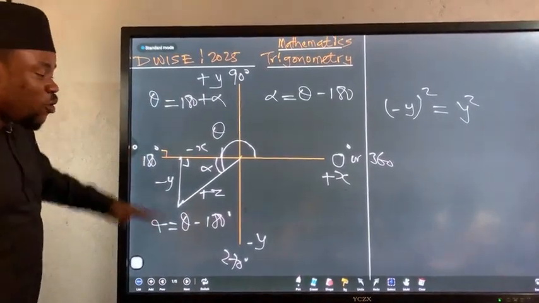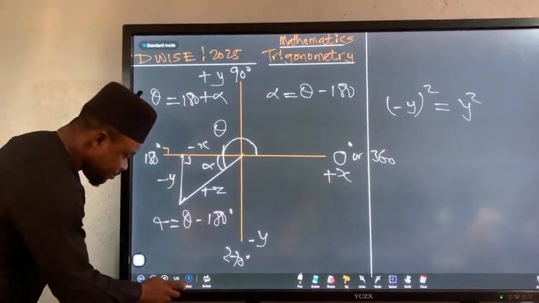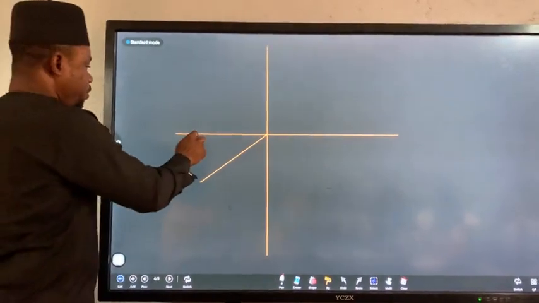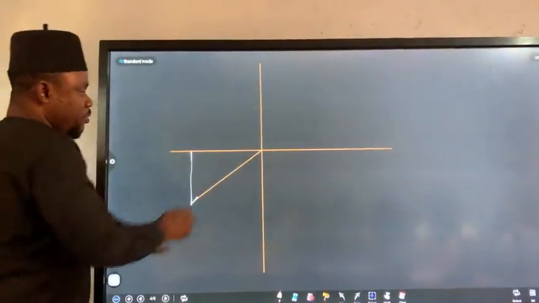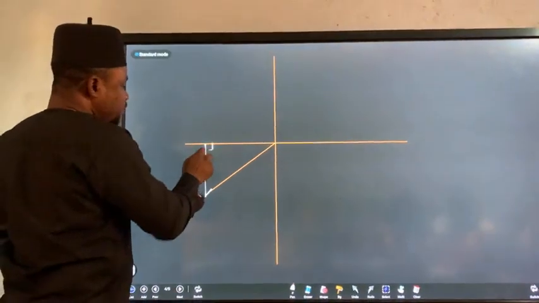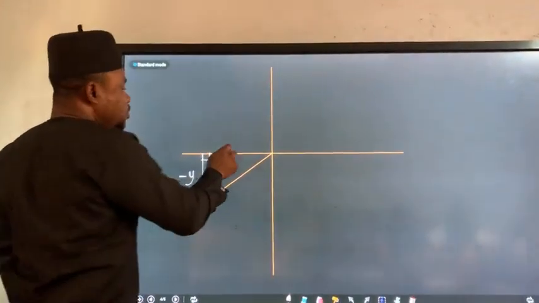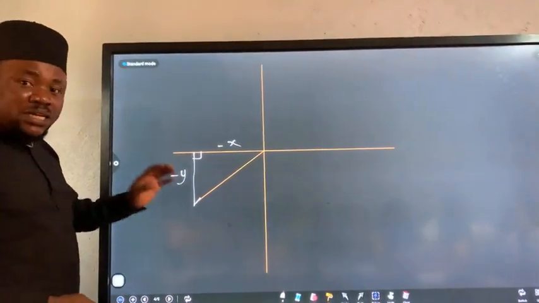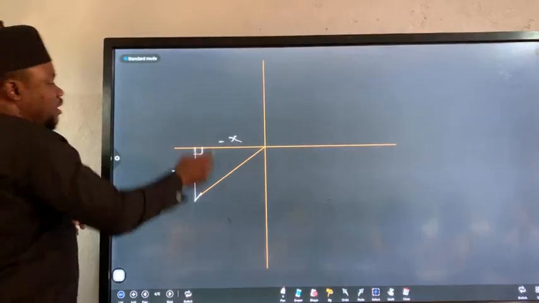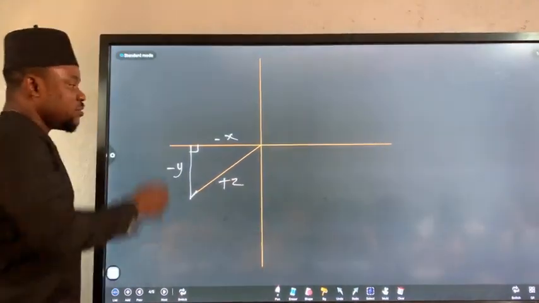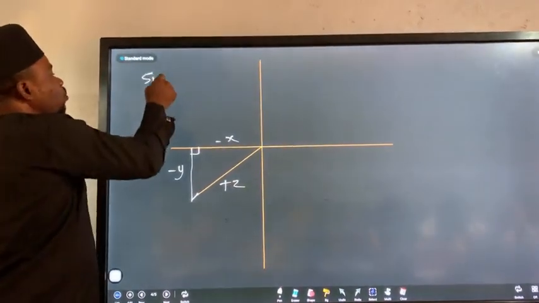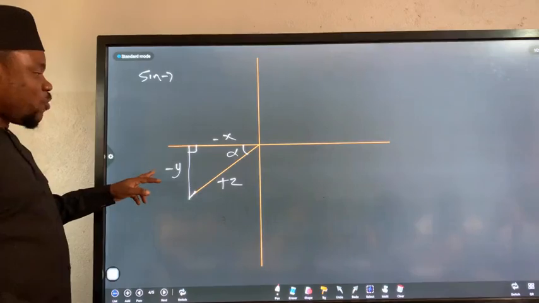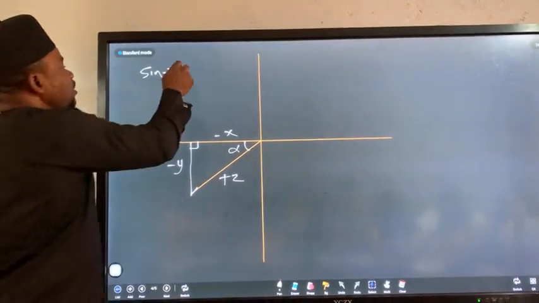Then I want to find all the other values. Let's go back. Here now is negative y. This is negative x. Are you with me? Negative y, negative x. And this is positive z, right? Sine will always be, yes, alpha now, right? Opposite over hypotenuse. Are you with me?